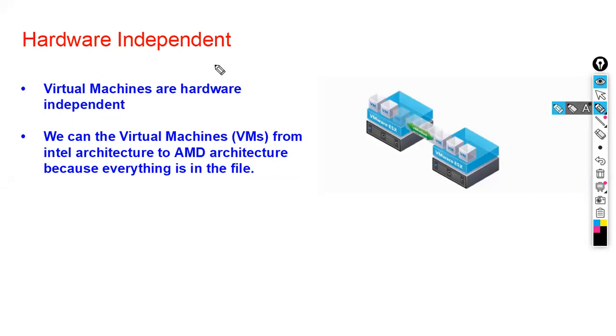Whereas these virtual machines are hardware independent. Virtual machines are hardware independent and we can move the virtual machines from Intel architecture to AMD architecture because everything is a file here. So virtual machines are independent of hardware. So you will get these many advantages if you are using the virtual machines.